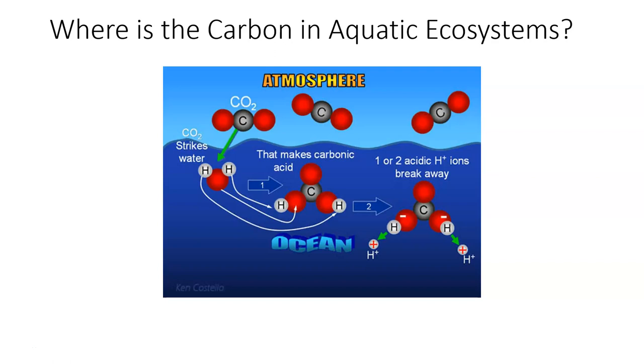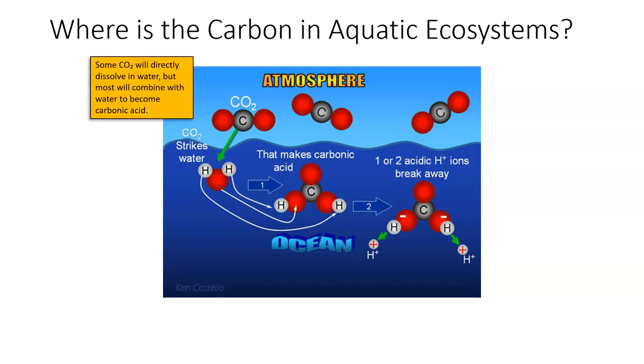In a future lecture, we'll talk more in depth about ocean acidification and coral reef bleaching. However, right now, we just need to talk about what carbon's role in aquatic ecosystems is. We know that carbon dioxide is abundant in the atmosphere. It is one of the components of the air that we breathe. Plants use it. We release it every time we exhale. But some of that CO2 will directly dissolve into the water.